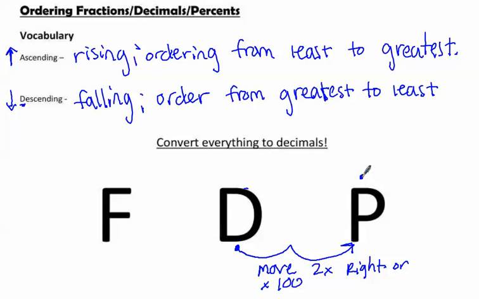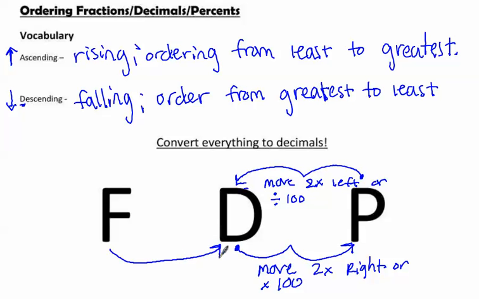If you're going from a percent to a decimal, you are going left, and you also move 2 places, or you can divide by 100. To go from a fraction to a decimal, you want to do numerator divided by denominator, which also can be written as n divided by d.